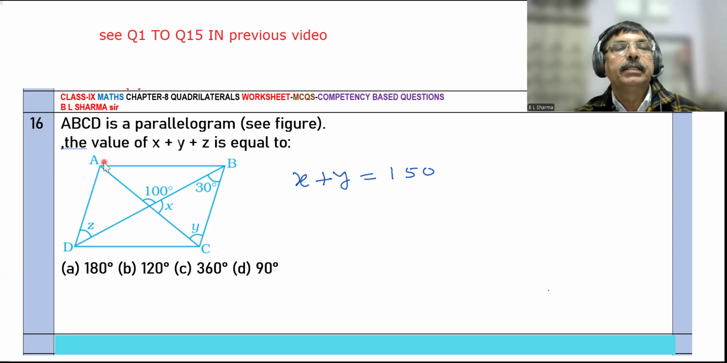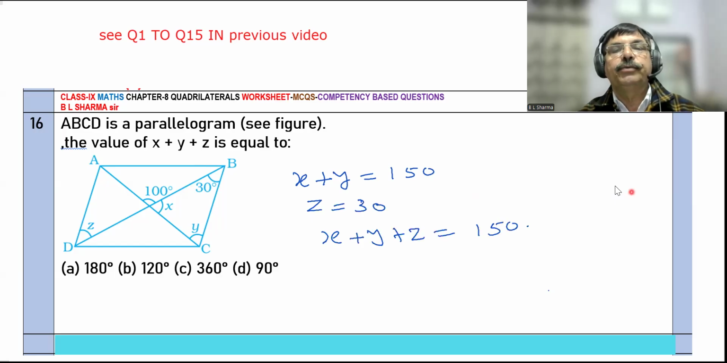We know that in a parallelogram, opposite sides are parallel. So AD is parallel to BC and this is a transversal. So angle Z will be equal to 30 degrees, alternate interior angles. So in place of angle Z, you put 30. So now x plus y plus z is equal to 150 plus 30, that is 180 degrees. So A is the correct option.